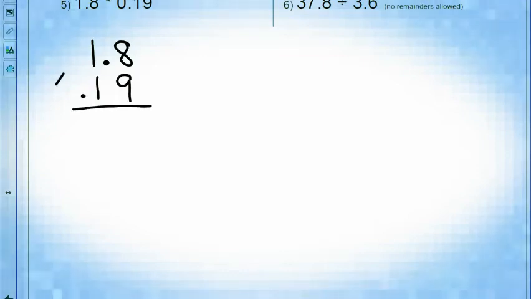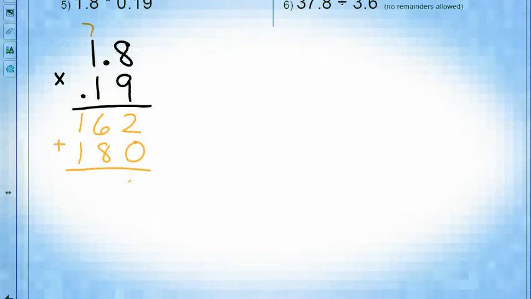All right. 1 and 8 tenths times 19 hundredths. I'm multiplying. I do not need to line any decimal points up. I'm just going to multiply as if I were doing 18 times 19. All right, so 8 times 9 is 72. 9 times 1 is 9, plus 7 is 16. 0 placeholder. 1 times 8 is 8. 1 times 1 is 1. Add them up. 2, 14, and I get 342.